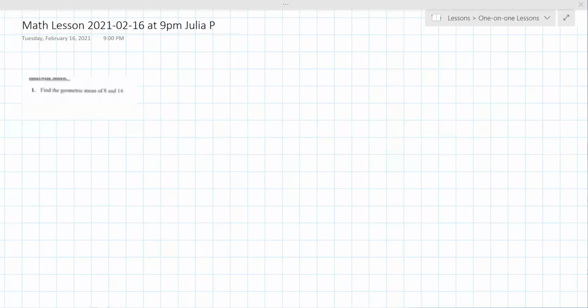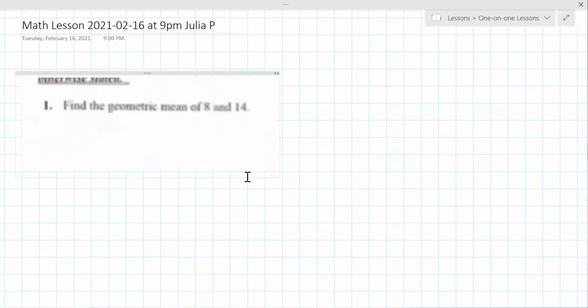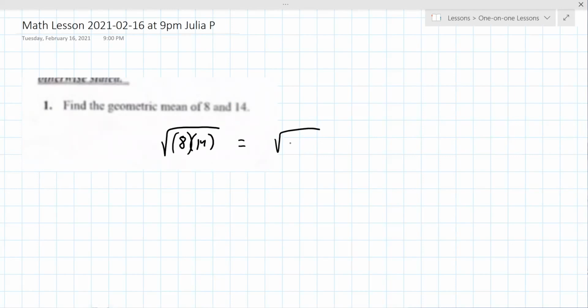The geometric mean, there's a formula for it, but did you only do geometric means for two numbers? Do you recall? Okay. Because I believe the geometric mean is the square root of 8 times 14. Do you recall that? Okay, so that is the square root of 132.